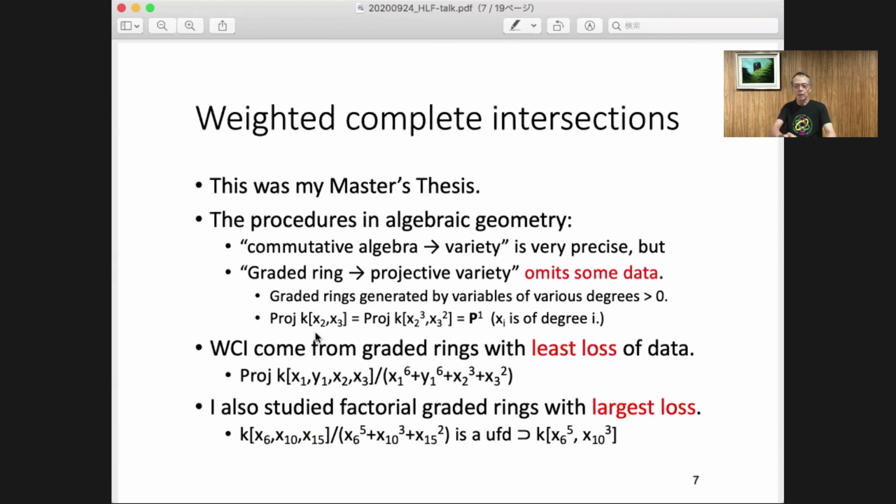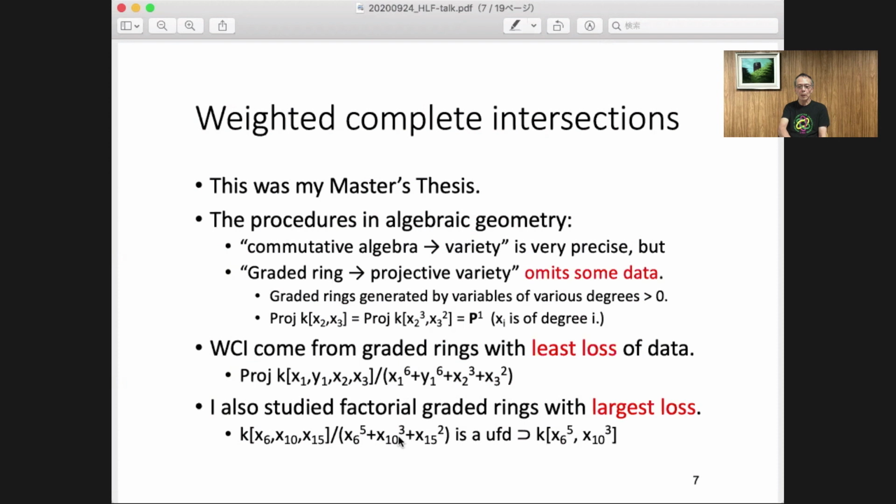Of course, the previous one, k[x1, y1, x2, x3], gives the same as usual. And so there is some loss, but here is an example, k[x6, x10, x15] modulo an equation of degree 30. It's a graded ring, and it's a unique factorization domain, whatever it means. And it contains k[x6] to the fifth and k[x10] to the third.